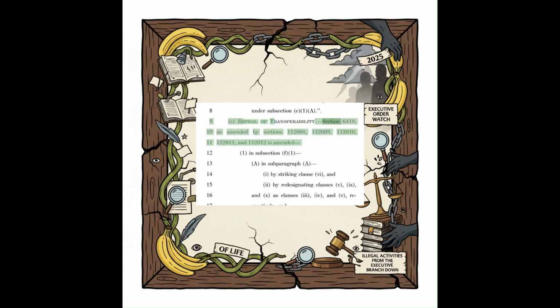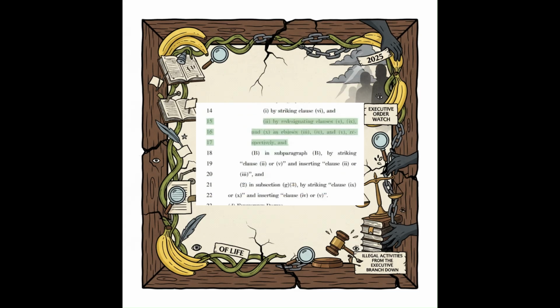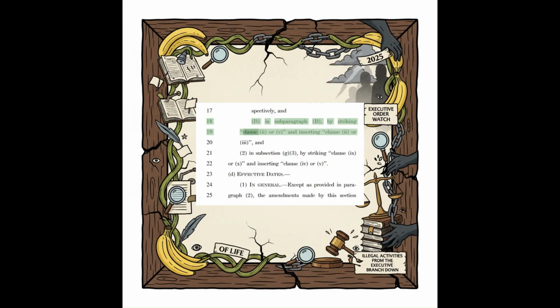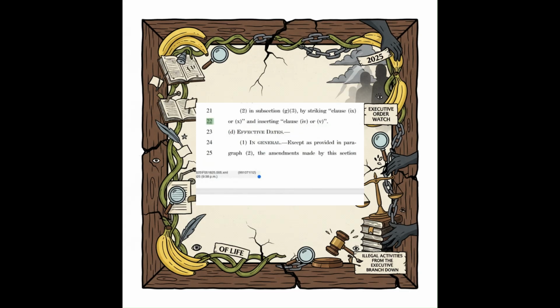Repeal of transferability. Section 6418, as amended by sections 11208, 11209, 11210, 11211, and 11212, is amended. In subsection, in subparagraph, by striking clause. By redesignating clauses and as clauses and respectively, and in subparagraph by striking "clause or" and inserting "clause or". And in subsection, by striking "clause or" and inserting "clause".